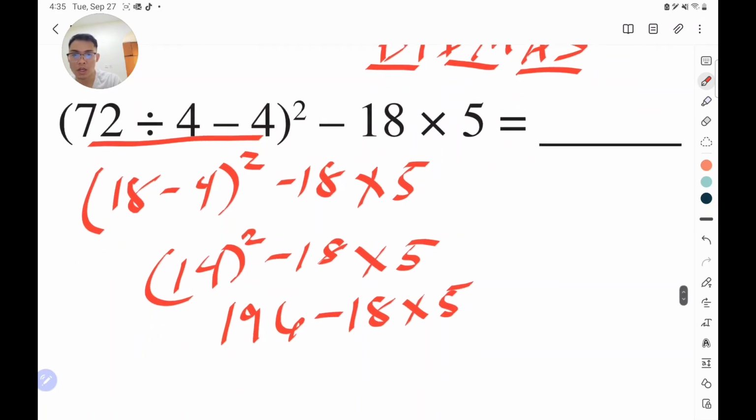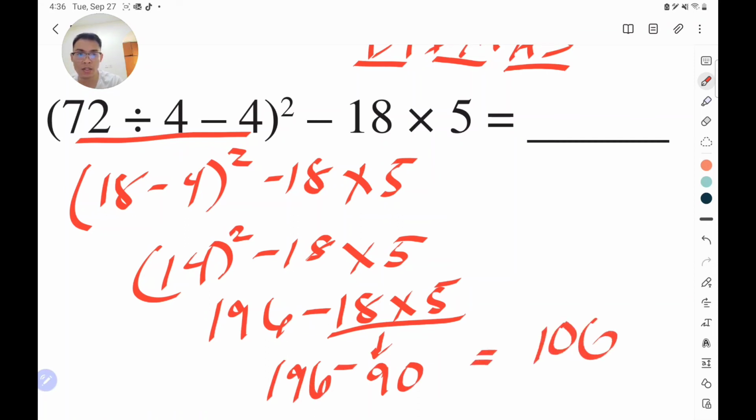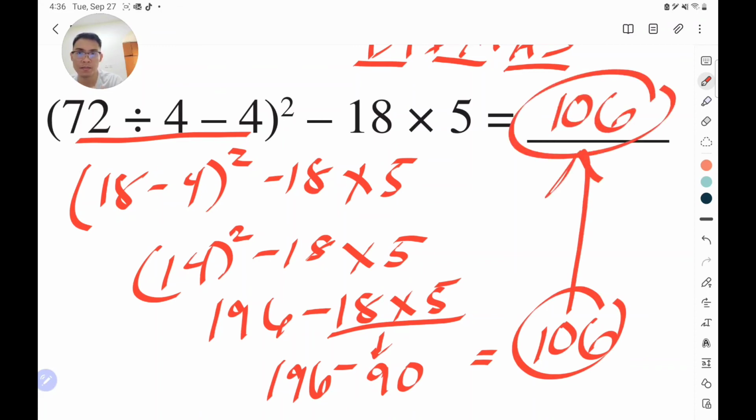Now, can we subtract 196 by 18? No, because there's still a multiplication here. We need to multiply first. So we have 18 times 5 is equal to 90. So 196 minus 90 is equal to 106. So our answer here is 106.